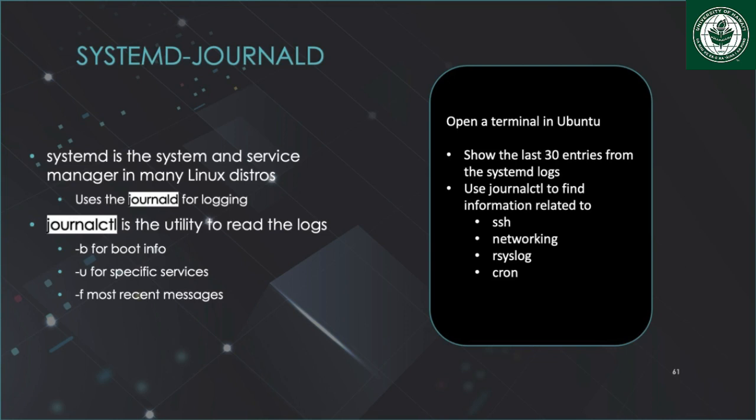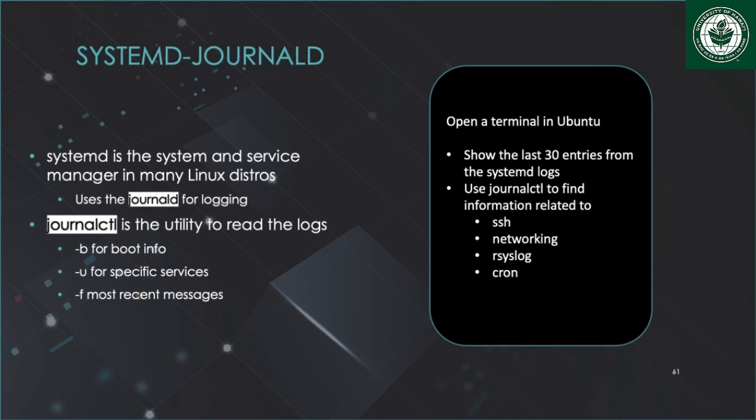Now, journald is a system service that collects and stores logging data for systemd. It creates and maintains structured, indexed journals based on logging information that is received from a variety of sources such as kernel logs, syslogs, standard errors, and kernel audit logs. journalctl is the utility that is used to read journald logs, and you can use specific options with journalctl, such as -b to look at boot info, -u to look for info related to specific services, and -f for most recent messages in the log.